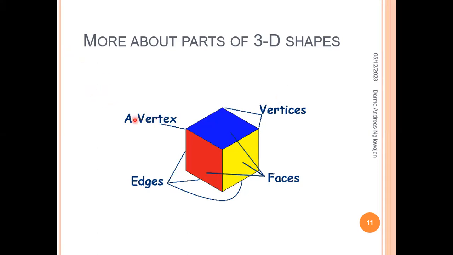Okay, vertex. A vertex, which means only one. If it's more than one, then vertices. These two vertices. This one is an edge, which is only one. If more than one, we call it edges. As you can see, this one is an edge, two edges, three edges. We call it edges.